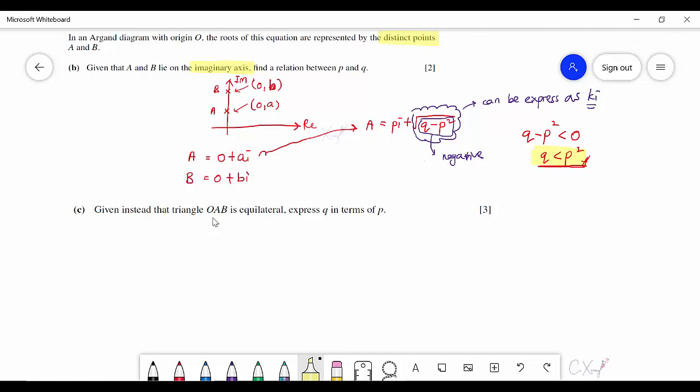Just to remind you all, let's say I'm having A. This is point A, right? What is the coordinate for point A? Let's say I assume that it is Z1. So the first root that we got just now is square root of q minus p square plus pi. Let's assume A is this point. And then B, I assume that it is Z2, which is square root of q minus p square minus pi.